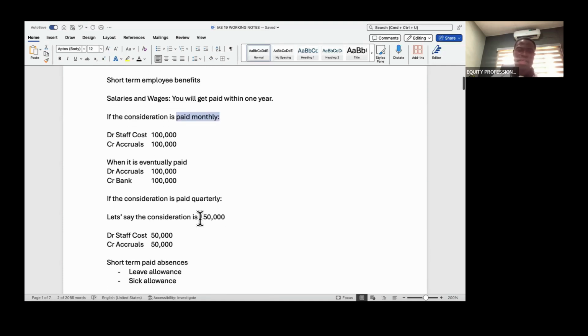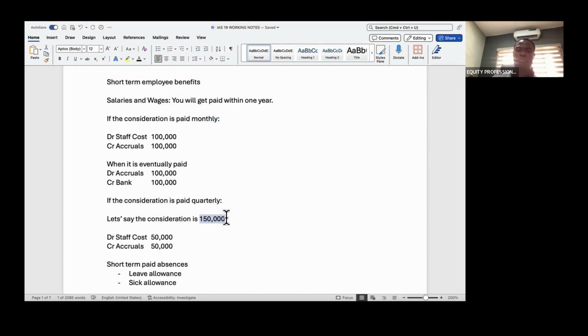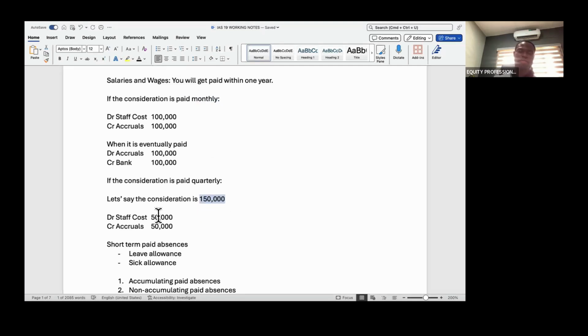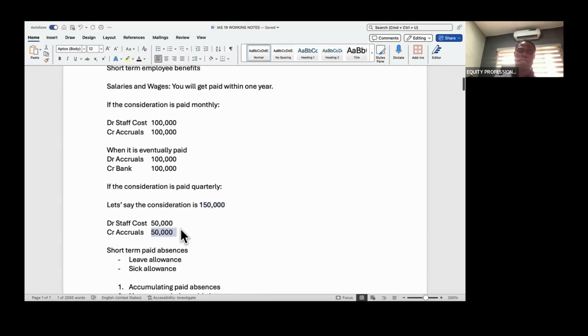However, I said, if that consideration is paid, let's say quarterly, right? So if you are paying a consideration every quarter of 150K, you won't wait till the end of the quarter before you recognize that. Maybe at the end of every month, you are debiting staff costs and crediting accruals as the employee is working. Because at the end of each month, you have an obligation. You have an obligation because you must pay that employee.